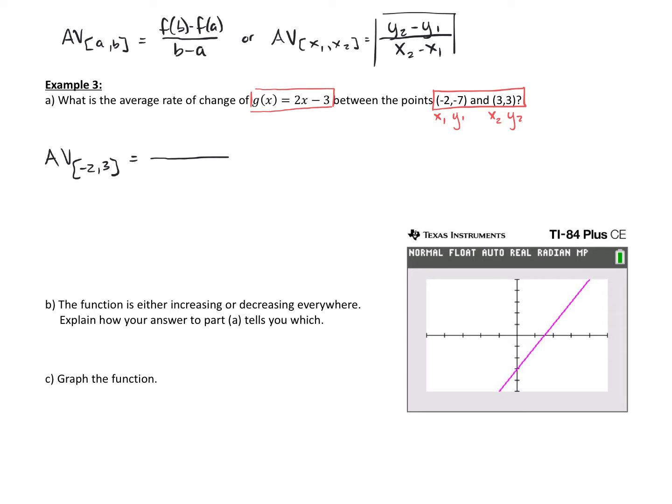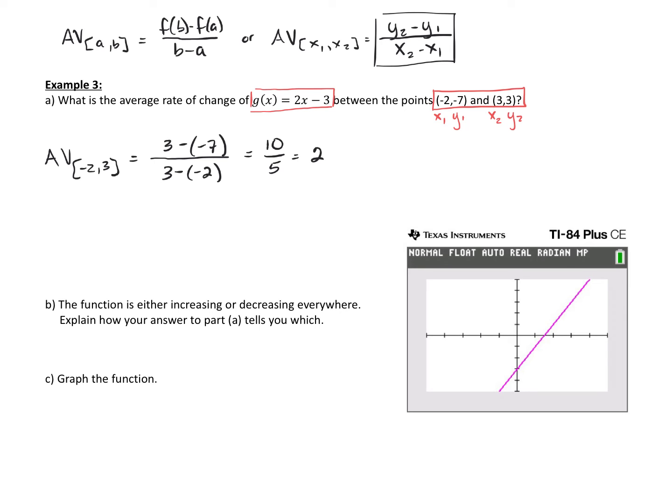And I'm going to use this formula because this is probably what you're most familiar with. So that's going to give us 3 minus -2 on the bottom of the fraction, the denominator. And the numerator, we have 3 minus -7, which gives us +10 divided by +5. So the average rate of change is 2.